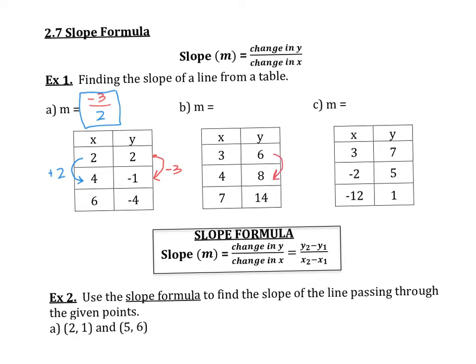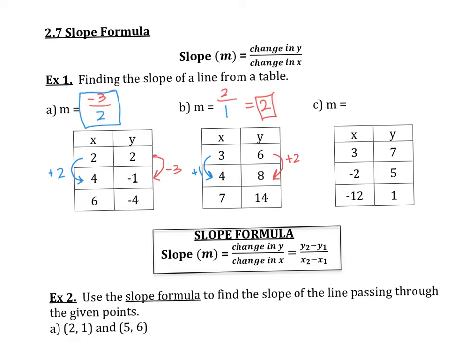Okay, so if I go from here to see the change in y, going from 6 to 8, am I going up or down? I'm going up, and I'm going up 2 units. So change in y. For the change in x, from 3 to 4, I'm going up 1 unit. Change in y over change in x. 2 divided by 1 is actually 2. So my answer is just 2.